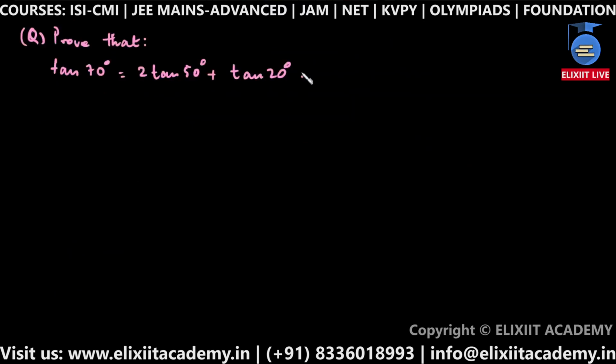Okay, so we have this question now. You have to prove that tan 70 is 2 tan 50 plus tan 20. So once again, you can see the beauty of the angles now. Observe the beauty of the angles. You have 70 degrees. On the right hand side, you have 50 and 20.